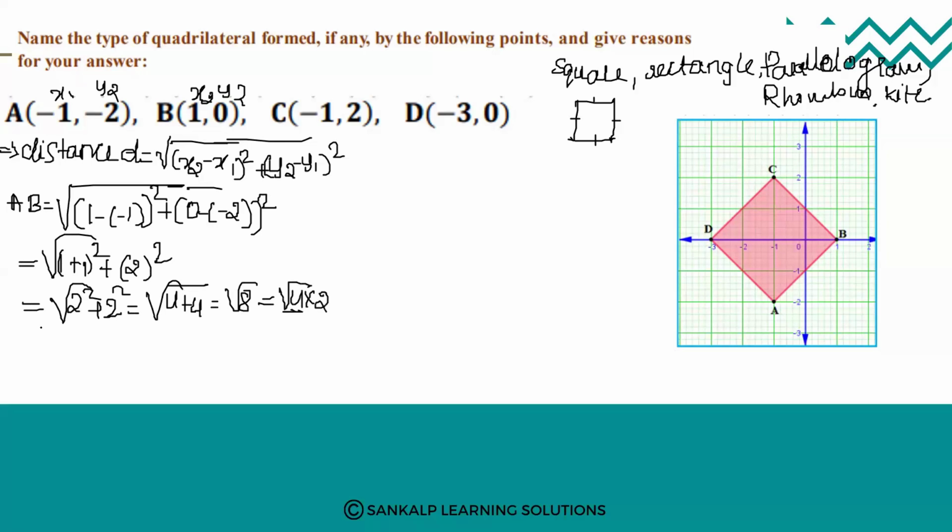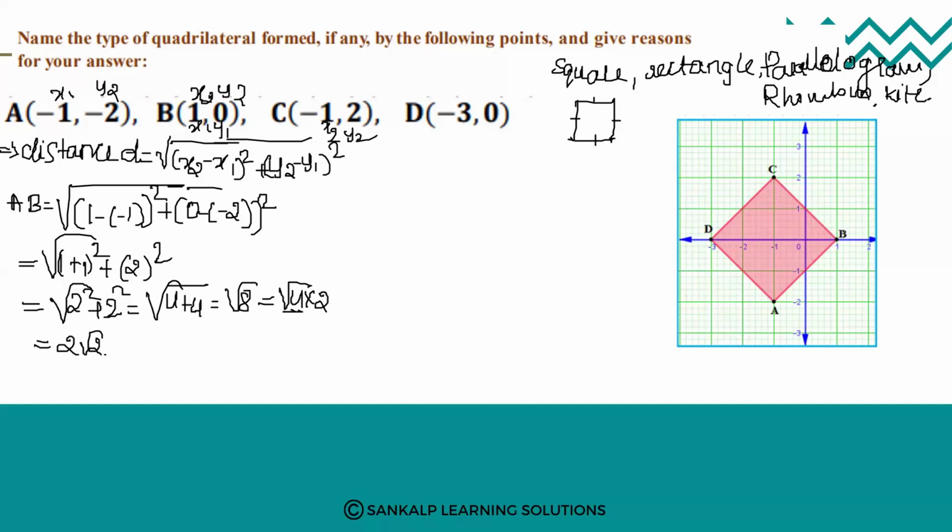So 4 is a perfect square number. When it comes out, it becomes 2 root 2. So this is the value of AB. Right. Now find out the value of BC. For that, this is x1 y1 and this is x2 y2. Right? So AB is done now.